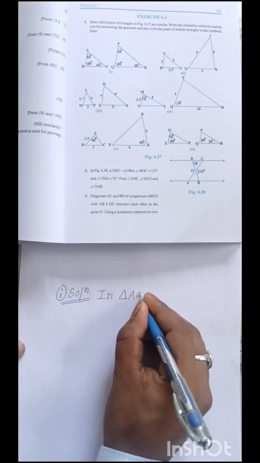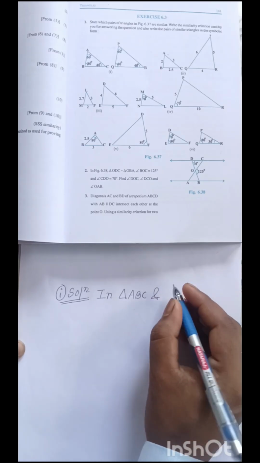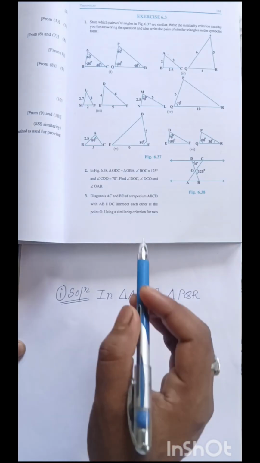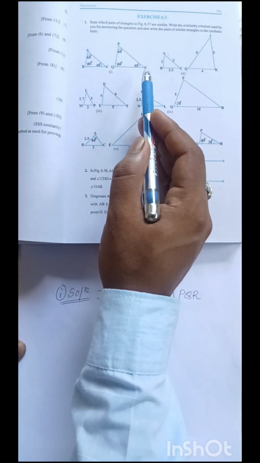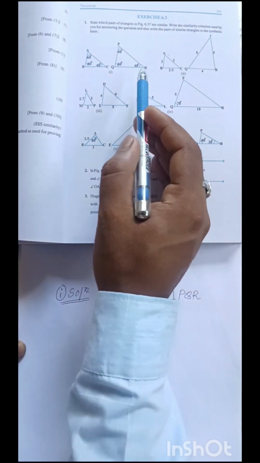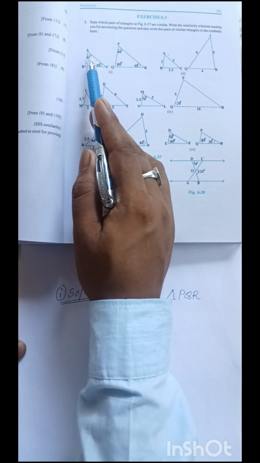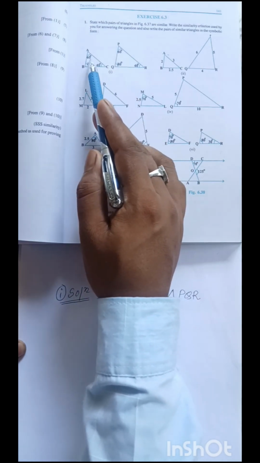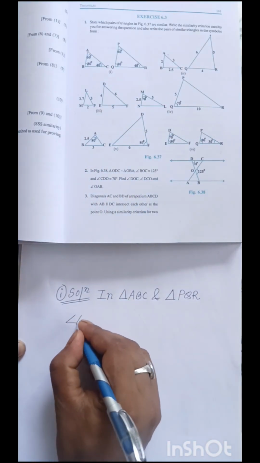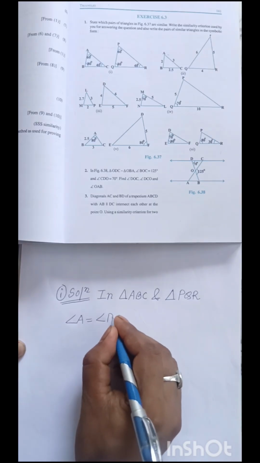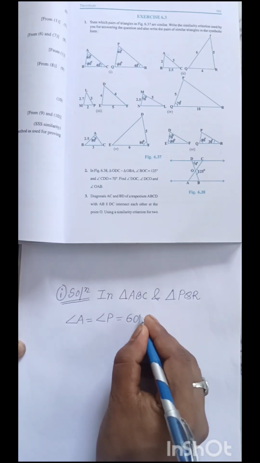So from these two figures I can write here, in triangle ABC and triangle PQR. From these two triangles, I will now compare the angles. So here in angle A we have 60 degrees and in angle P we have 60 degrees. So from these two figures, I can write angle A equal to angle P, and the angle is 60 degrees.